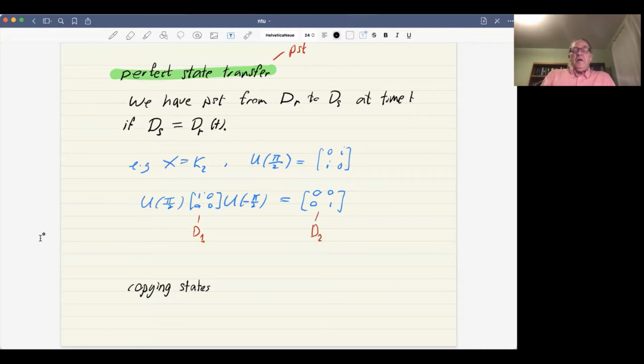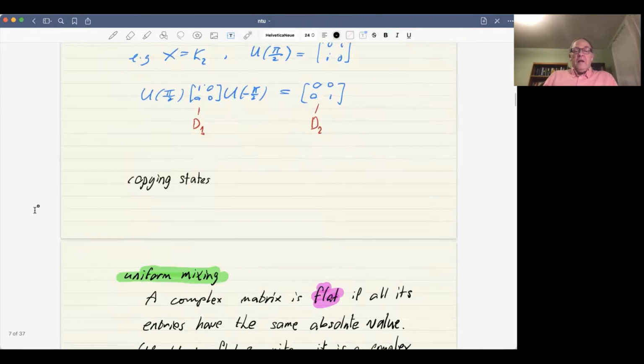Now, if you're working with a network modeled by the graph that gave me my adjacency matrix A, then this is telling you that if the first vertex is in a certain state at time 0, then at time pi on 2, vertex 2 will be in exactly that state. So functionally, it looks like copying. The problem is that there's a delay involved. You have to wait for time pi on 2. But perfect state transfer, I've told you what it is. We're going from one vertex state to another. It's useful because it enables us to get around a limitation on copying states.